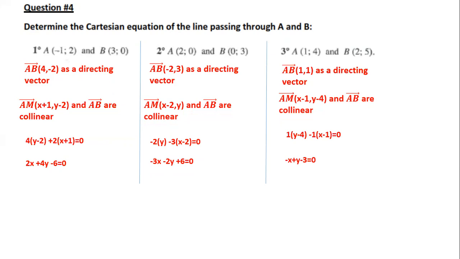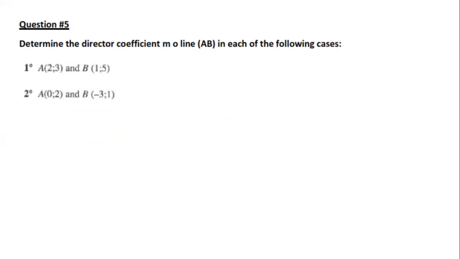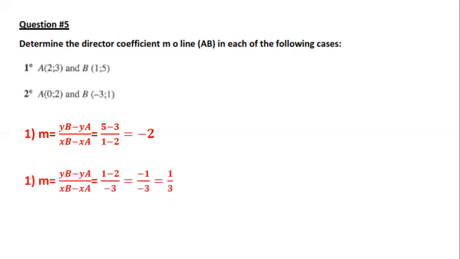In question number 5, we need to determine the director coefficient m of line AB. The director coefficient, or in other words, the slope. So in the first one, the slope is equal to yb minus ya over xb minus xa. So it's 5 minus 3 over 1 minus 2 equals minus 2. So this is called the director coefficient, or the slope of the straight line. The second one is the same, yb minus ya over xb minus xa, and the director coefficient is 1 over 3.